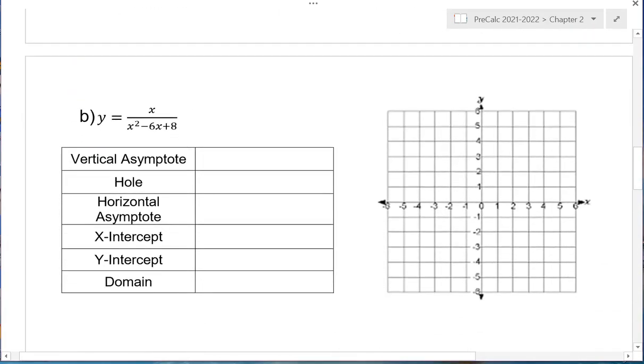So that's what this graph is going to look like. Let's do another one. First thing we're going to do is factor everything that we can. So x minus 4, x minus 6. Vertical asymptotes, that's where my denominator equals 0, and that's going to happen at 4 and 6. So I'm going to go ahead and put those in. So 4 and 6.